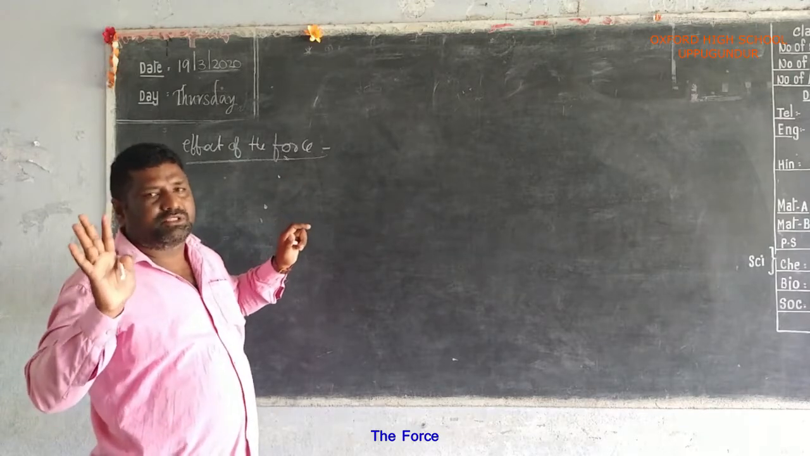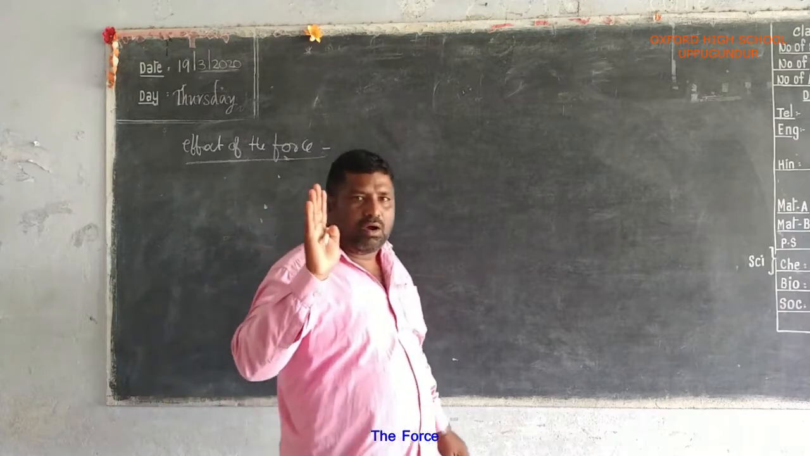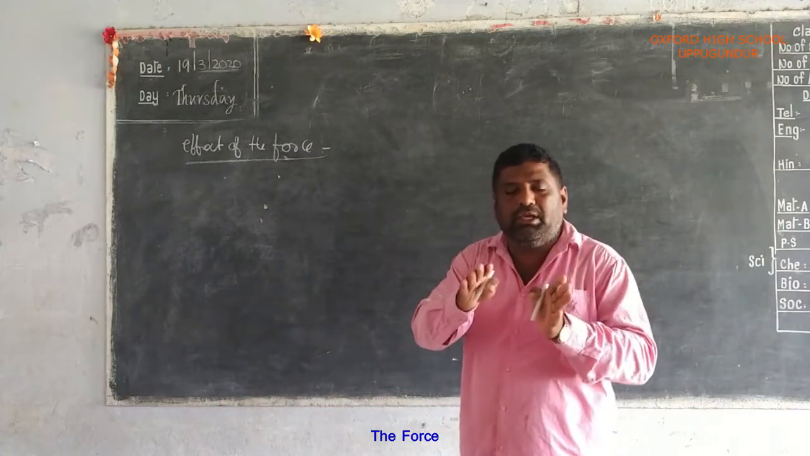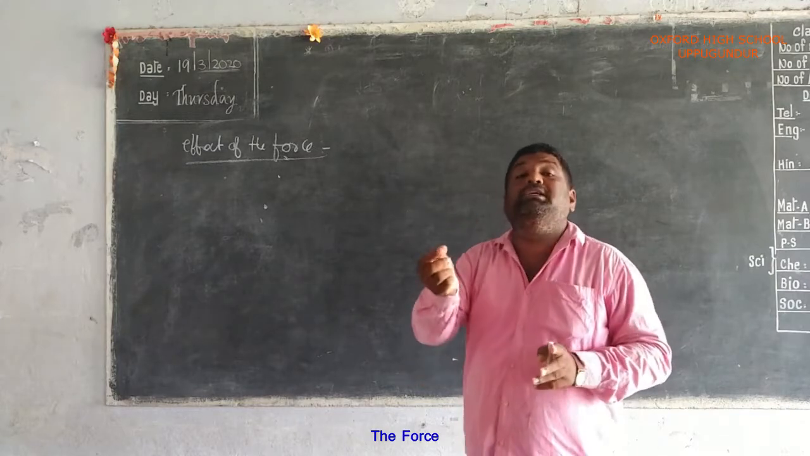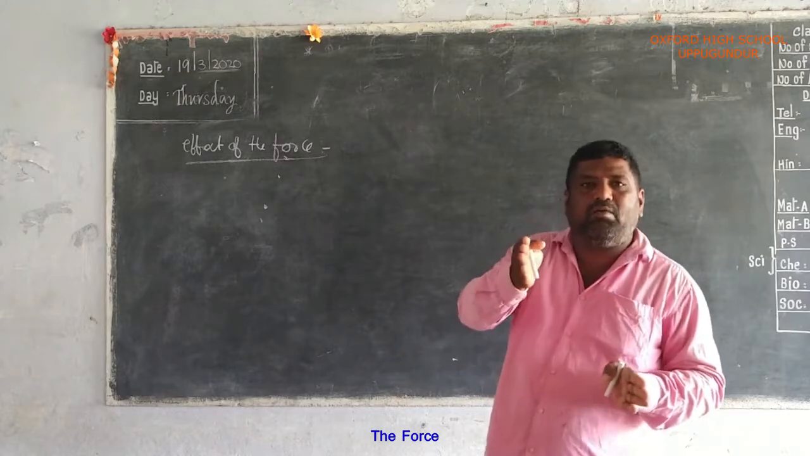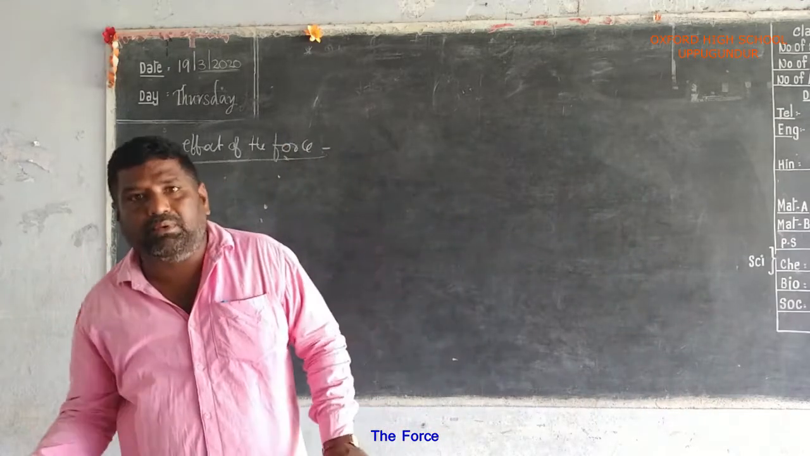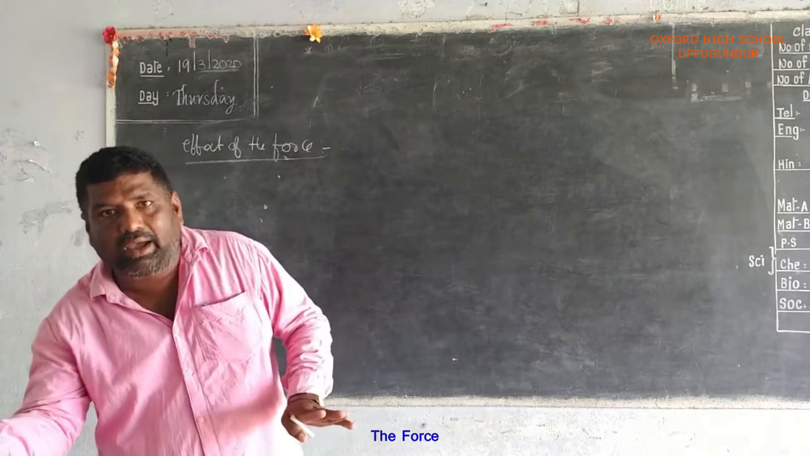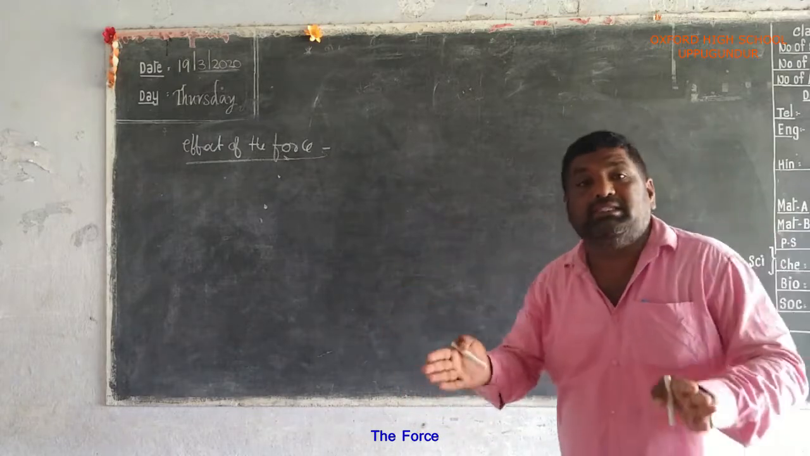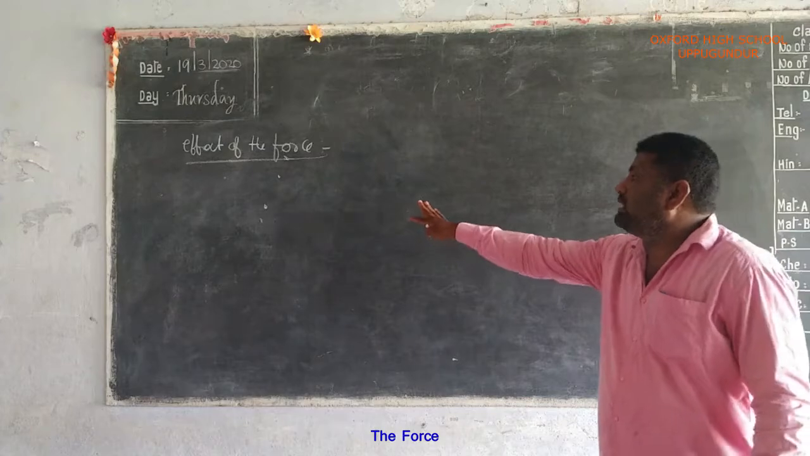First of all, I will take different types of objects. I will apply some force to each body one by one. What happens to its shape? When we apply a force on a body, it definitely changes its shape. This change in shape is permanent or temporary, depending on the type of the body.